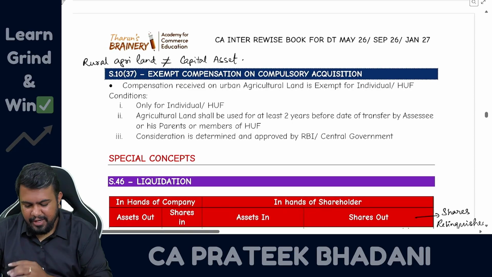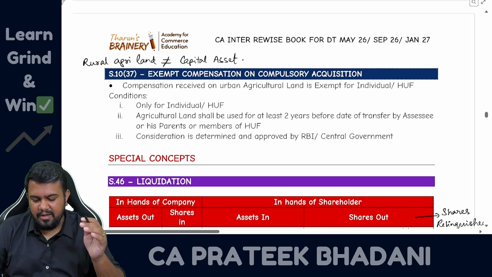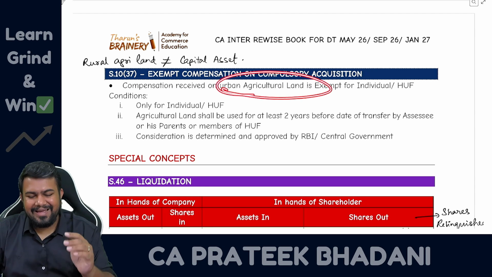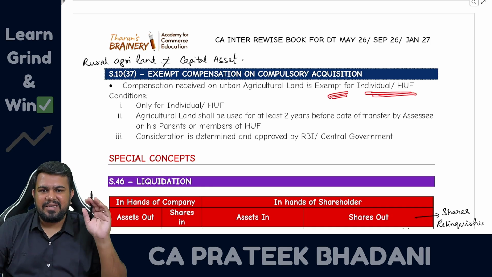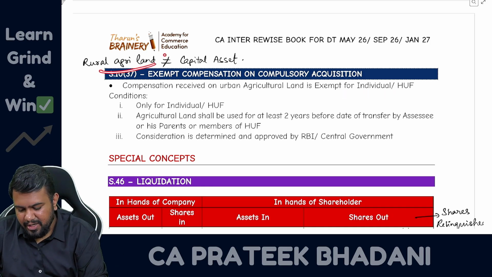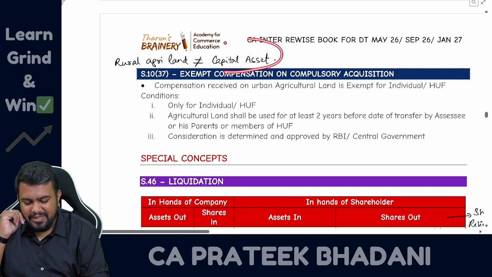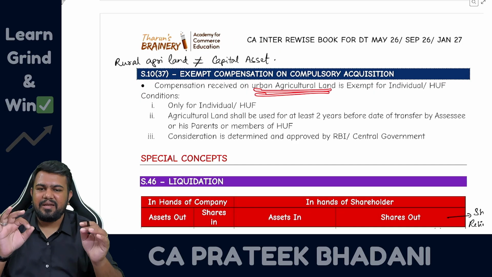One more point I would like to say is about the exemption on compensation of compulsory acquisition. Whenever the government is giving compensation on acquisition of urban agricultural land, that is exempt for individual and HUF if the conditions are satisfied. But sir, what about rural agricultural land? Rural agricultural land is however not taxable because it is not at all a capital asset. That is why we are speaking only about urban agricultural land.